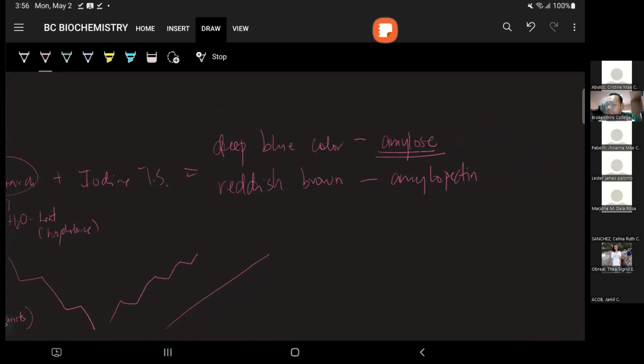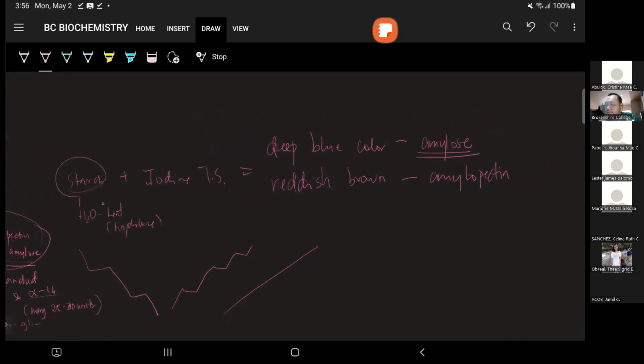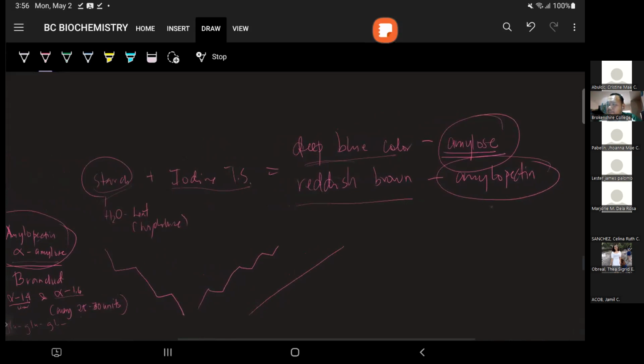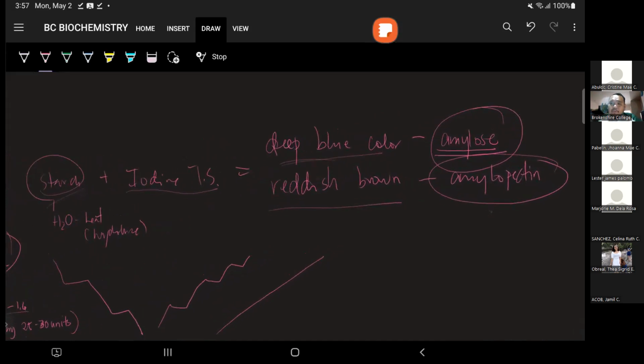Okay, so possible na ma-perform na ninyo siya, starch. Pakuhaon mo iodine TS sa lab, drops lang, ilagay. Then it could yield either deep blue or reddish brown. If reddish brown, mas daghan ang amylopectin component sa starch na sample ninyo. If deep blue, mas daghan ang amylose component. Kindly take note of this, ha? This is very important in your laboratory as well.